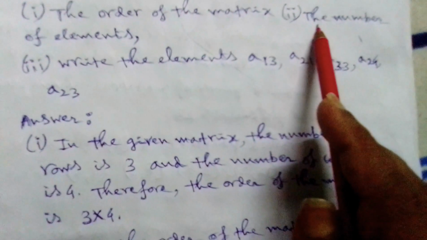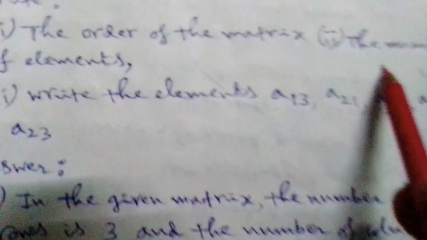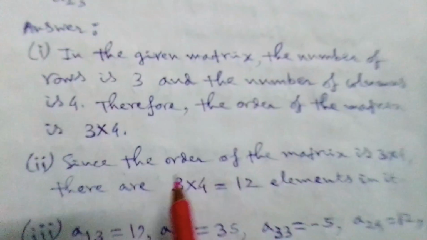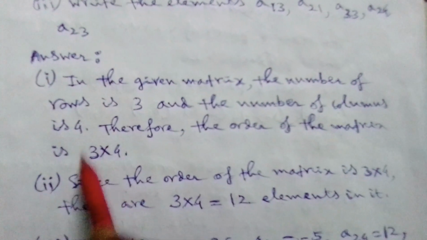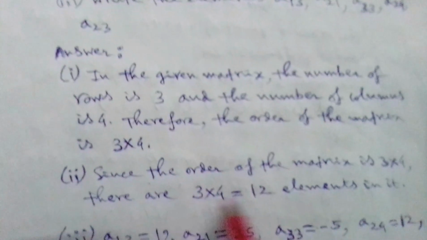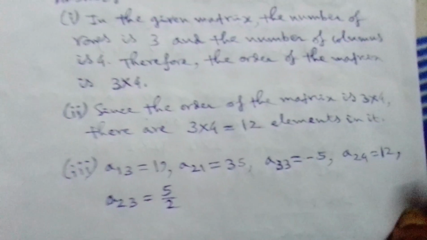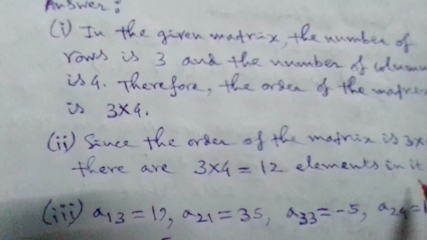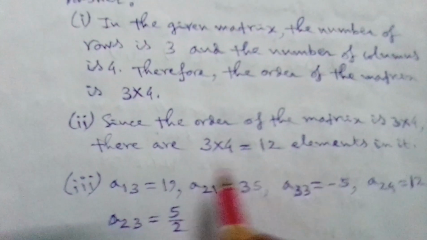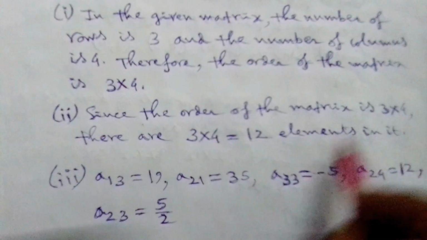And now for the next part, the number of elements. How many elements do we find here? Certainly it will be 12 elements. If there are m rows and n columns, the number of elements will be mn. So here the number of elements is 12. This is another answer. We find 12 elements in it.